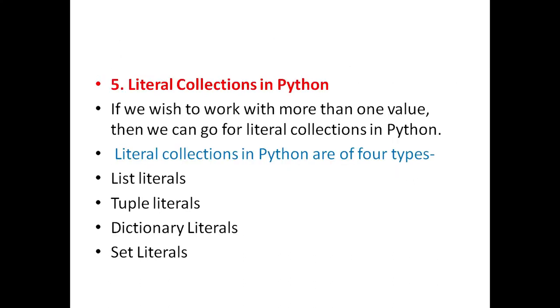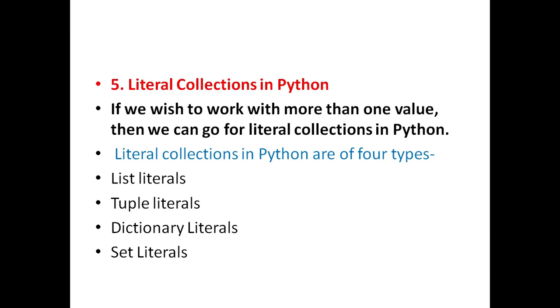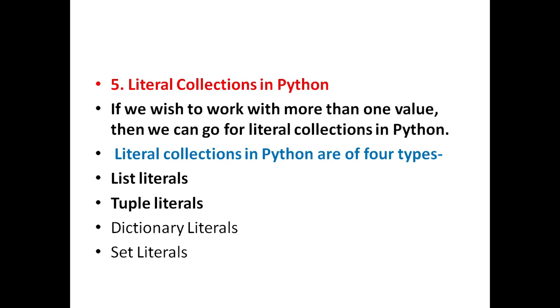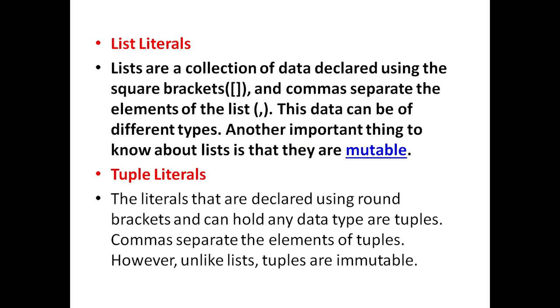Next is literal collection. To work with more than one value, we use literal collections in Python. Literal collections are of four types: list literals, tuple, dictionary and set. Lists are a collection of data declared using square brackets and commas as a separator between the elements. This data can be of different types. Another important thing is lists are mutable.